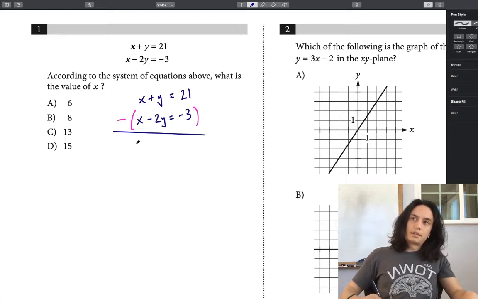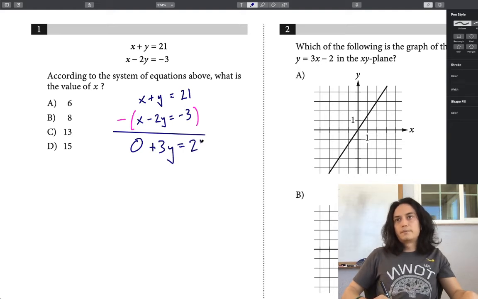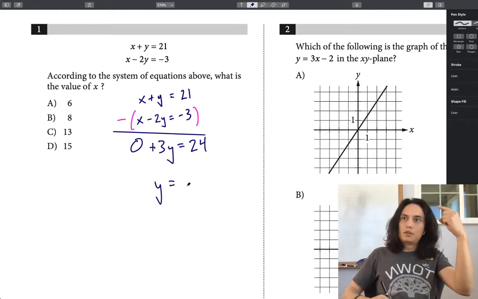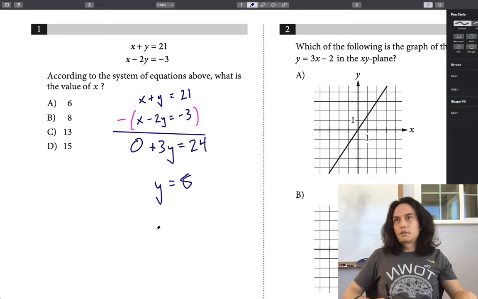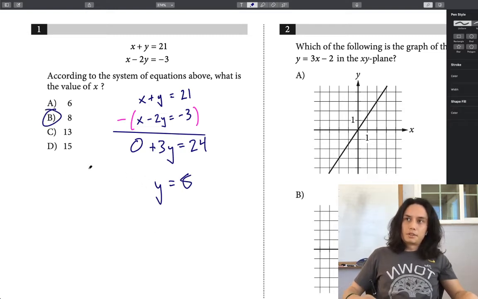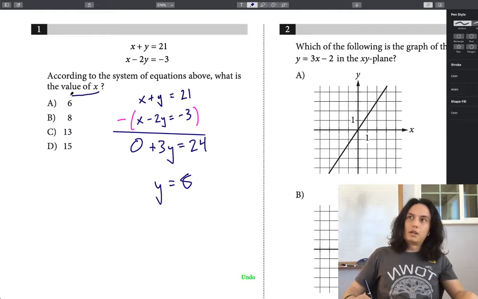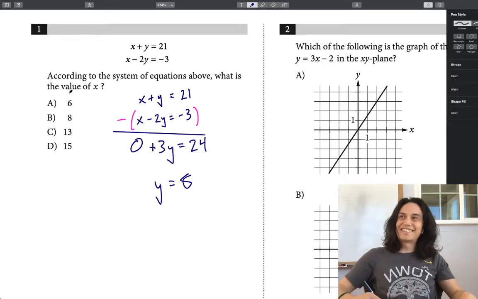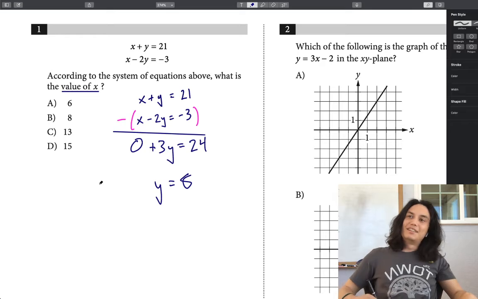The reason why is because x minus x is 0. This x is going to cancel. And then we've got y minus negative 2y, so this is plus 3y equals, and then 21 minus 3 is 24. So that's 3y equals 24, and then we're just going to divide 24 by 3 in our heads, and that's 8. An easy way to get this problem wrong is just to say B, but they're not asking for y, they're asking for x. This is maybe the main way that I screw up questions like this, actually. It's probably the most common mistake I ever make. So yeah, y is 8, but they're not asking for y, they're asking for x.